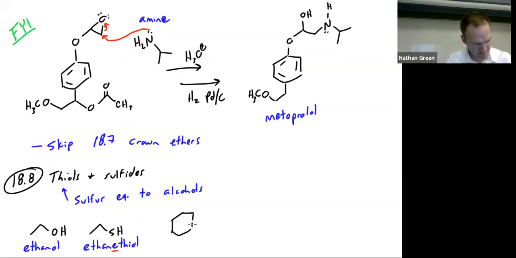What's the name of that molecule? There we go. I didn't draw no double bonds in there. How could you possibly get those confused? I'm kidding. They look really similar. Cyclohexane, leave the E, thiol.